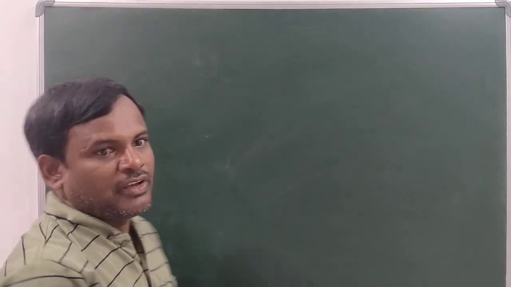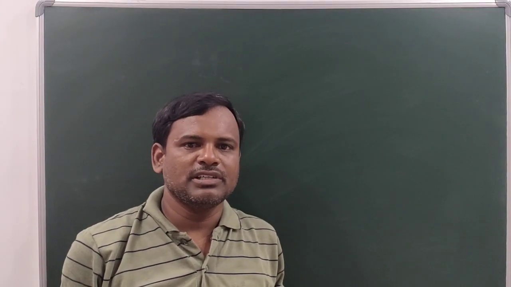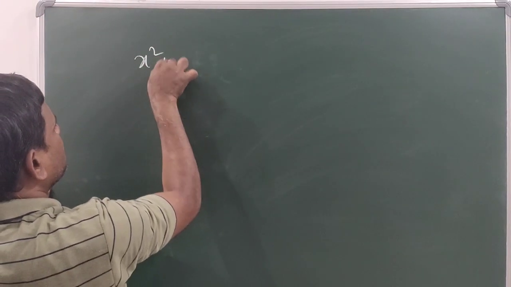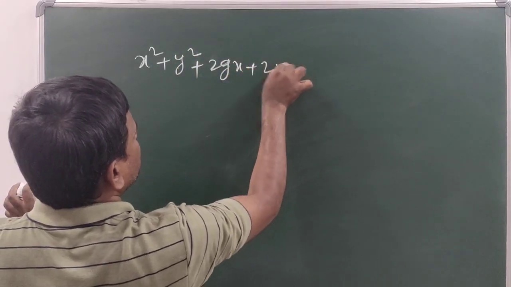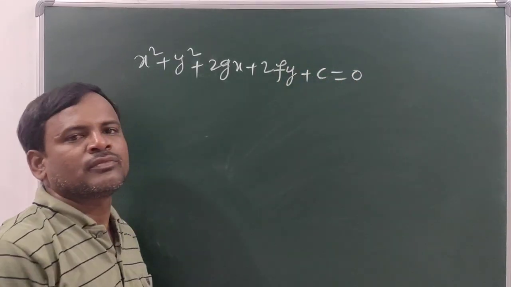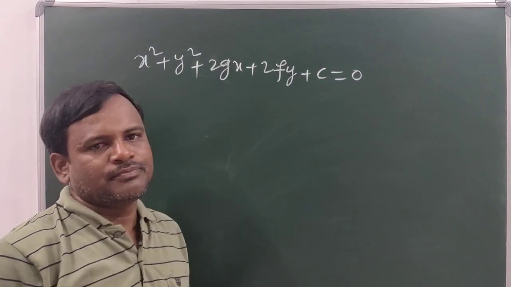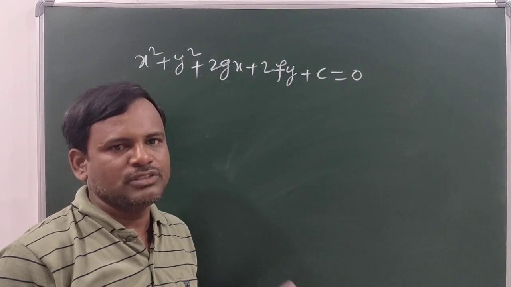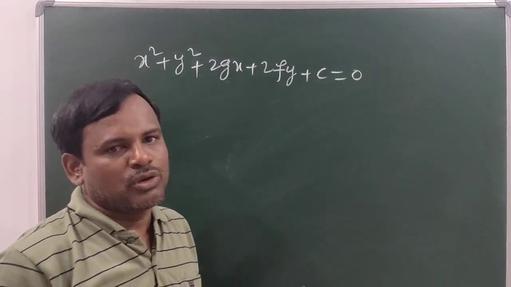So suppose if we simplify that previous equation, x minus h whole square plus y minus k whole square equal to R square, we will get in this form: x square plus y square plus 2gx plus 2fy plus c equal to 0. On simplifying the previous one, we get this one, where g, f, c constants, which belong to real numbers, where x comma y is locus point.